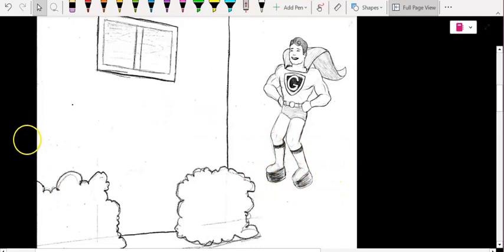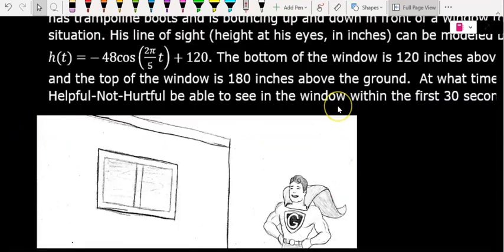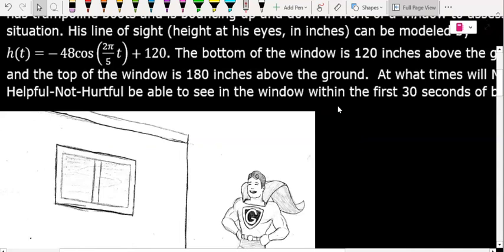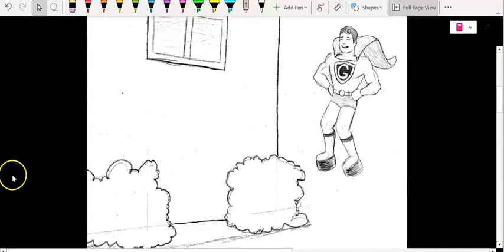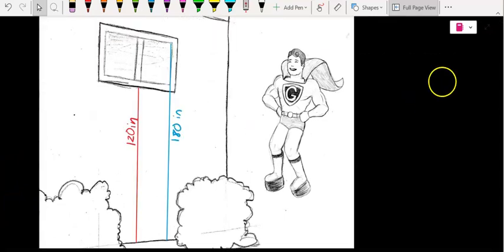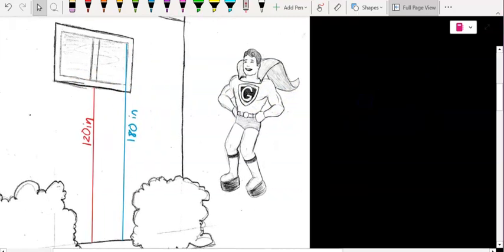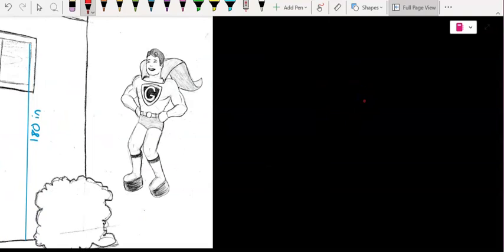And let's go ahead and label the points that we've got. The bottom of the window is 120 inches above the ground and the top of the window is 180 inches above the ground. So let's label that. There we go. That's labeled. So we have 120 inches as the bottom, 180 inches as the top. Basically what we're trying to see is, as he's bouncing up and down in front of the window and his eyes are looking in the window, whether or not he's actually high enough to see within that.